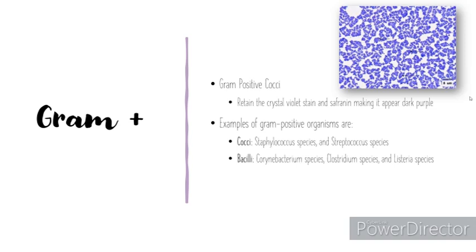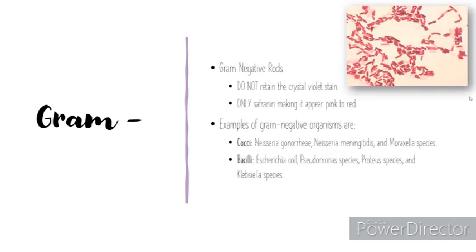Some examples of gram-positive organisms are, for cocci and bacilli, I'll start with cocci first: Staphylococcus species and Streptococcus species, which can be quite a bit, as you'll see in the NIC microbiology courses. And bacilli: Corynebacterium species, Clostridium species, and Listeria species, which the program doesn't touch on too much, focusing more on the Enterobacteriaceae family, so pay attention to those guys as well.